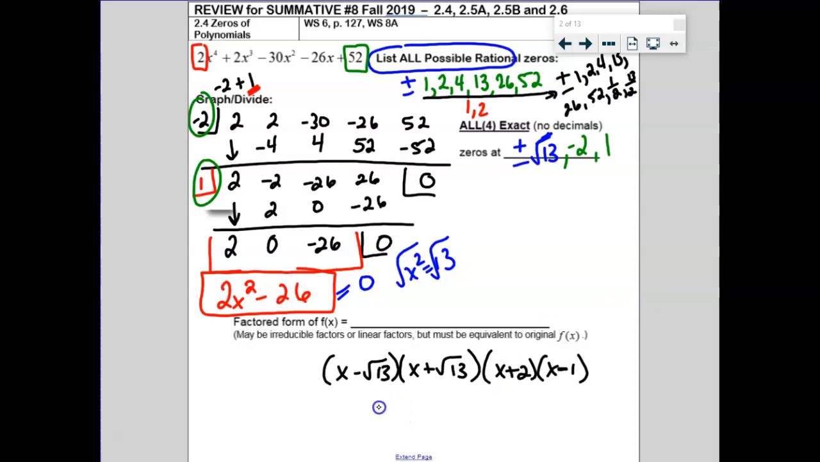Well, without doing too much math, I can tell that this does not match the original function based on its lead term. The lead term is 2x to the fourth, and this one's lead term is 1x to the fourth. We've lost our lead coefficient in our math. Can anyone spot the moment that we lost the 2? No, because he didn't show you. All right, right here.